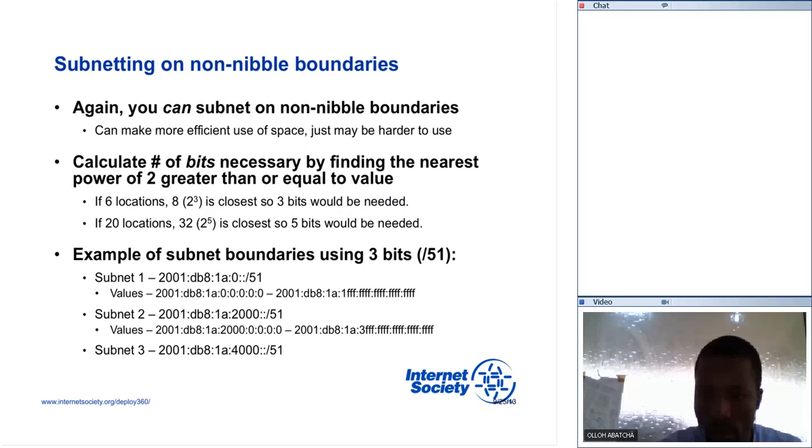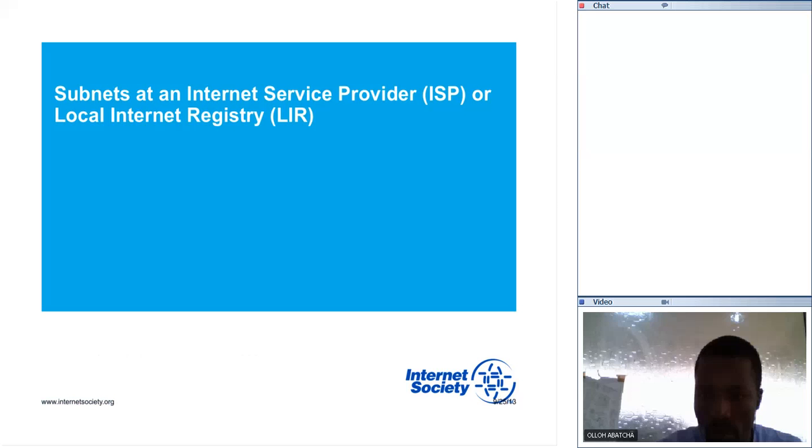So if you have 6 locations, 8 is the closest, you need 3 bits. Just the challenge is you need to start thinking about what it looks like as far as the actual subnets and the pieces that are there. How does it wind up being spaced out? Because you are going on different boundaries than you would on the actual nibble itself. And here it shows using 3 bits for a /51, and so you'd wind up with a range as we show there, some of the examples. But anyway, let's go on and talk a little bit about the ISP level and an LIR level.